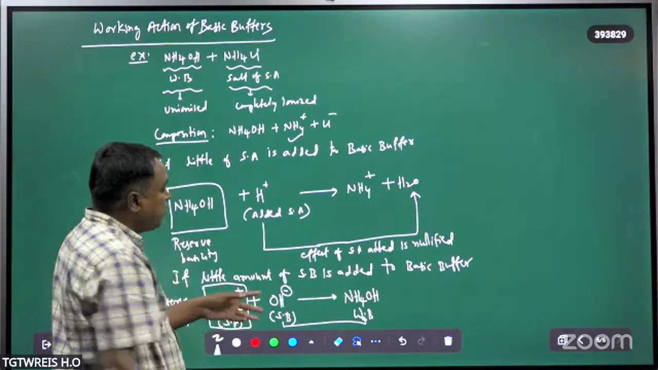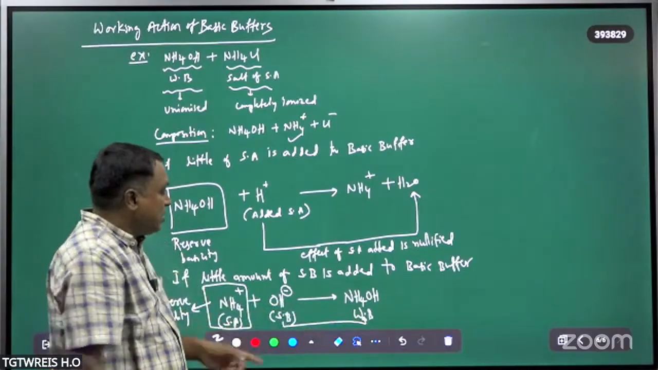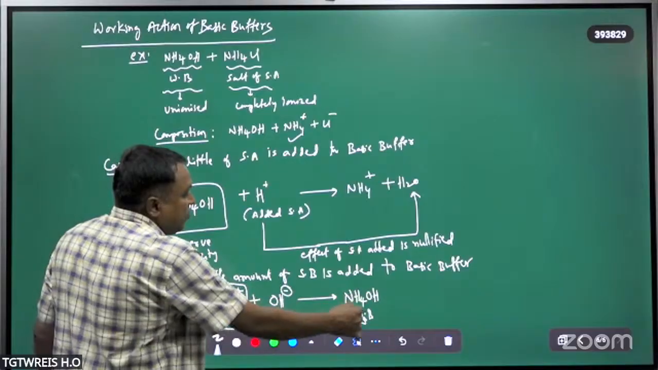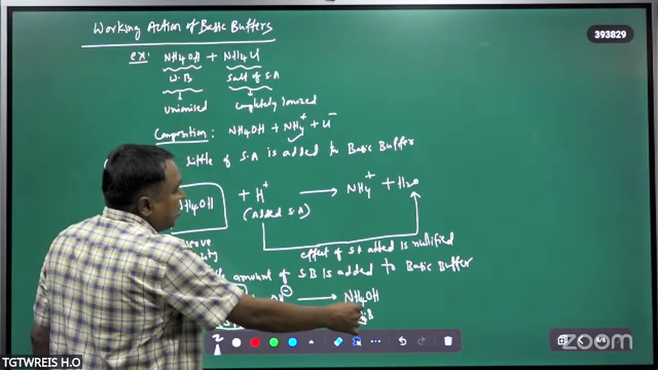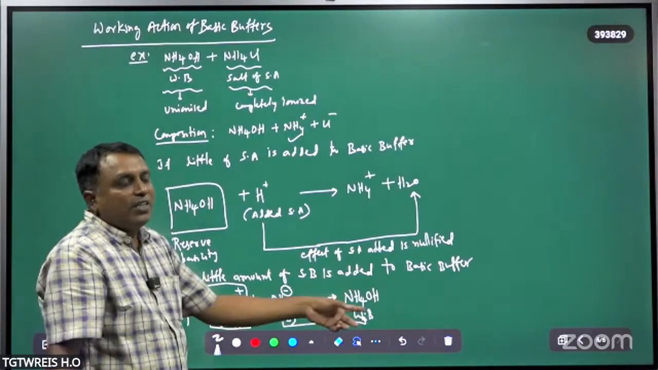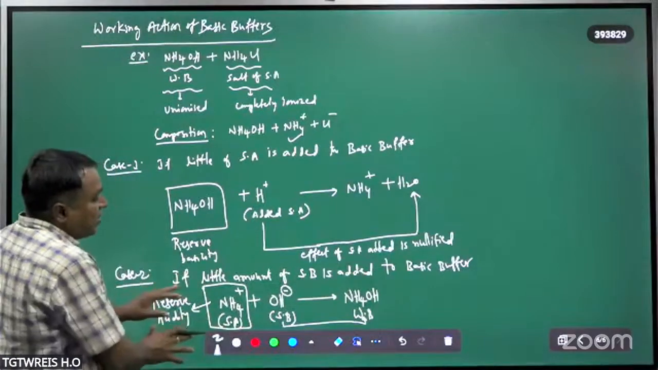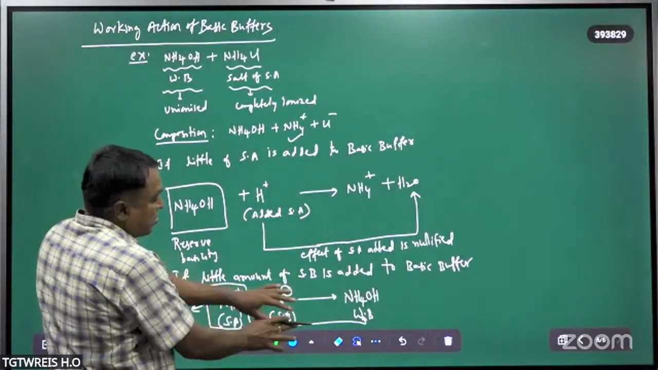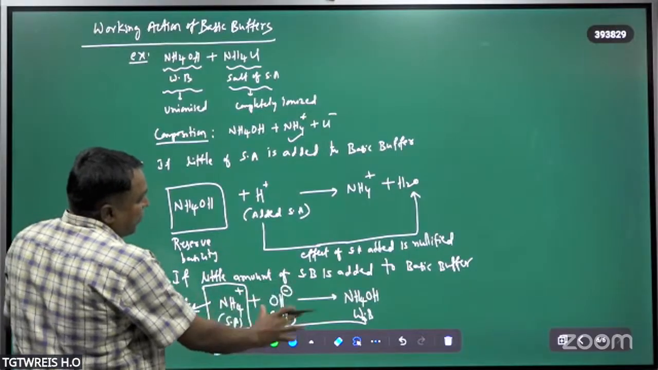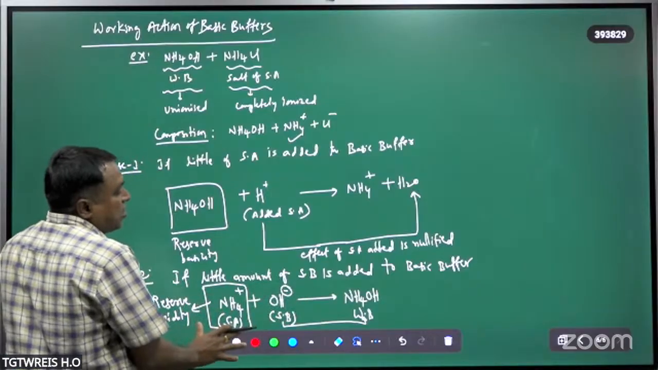Therefore, the effect of the added base is nullified. The effect of the added base is nullified into what now? Weak base. So strong is converting into weak. This is due to the reserve acidity. This reserve acidity nullifies the effect of the strong base added to the buffer solution, converting it into a weak base.